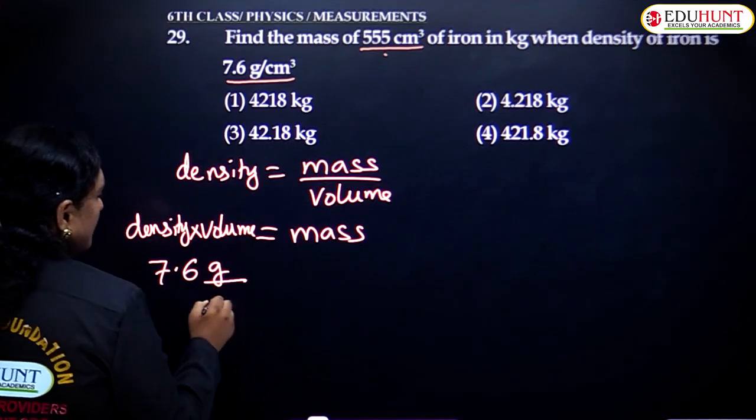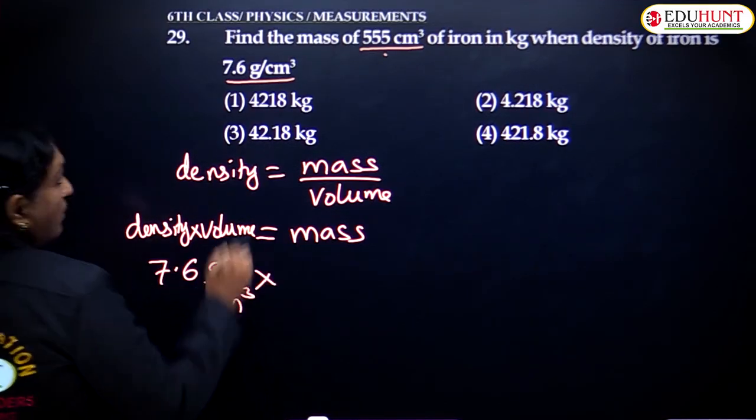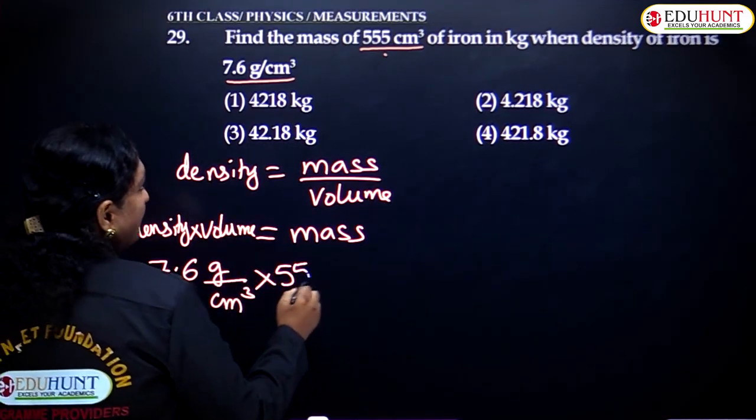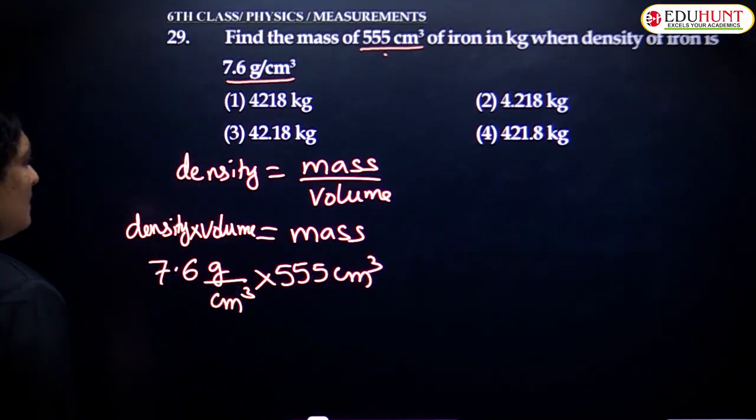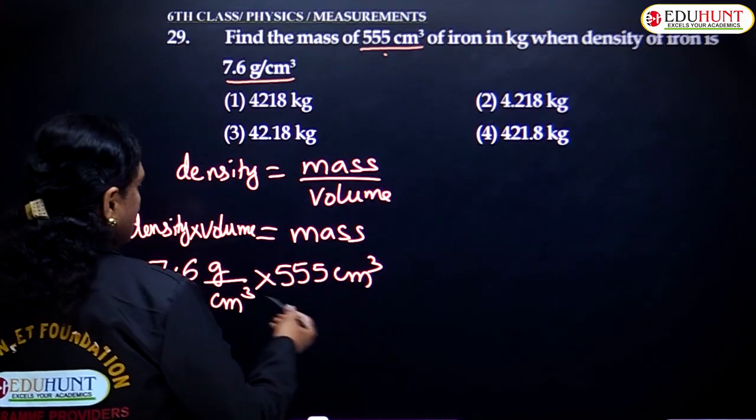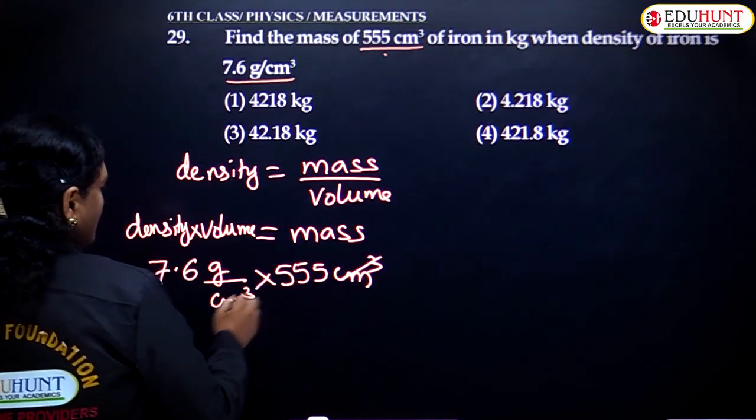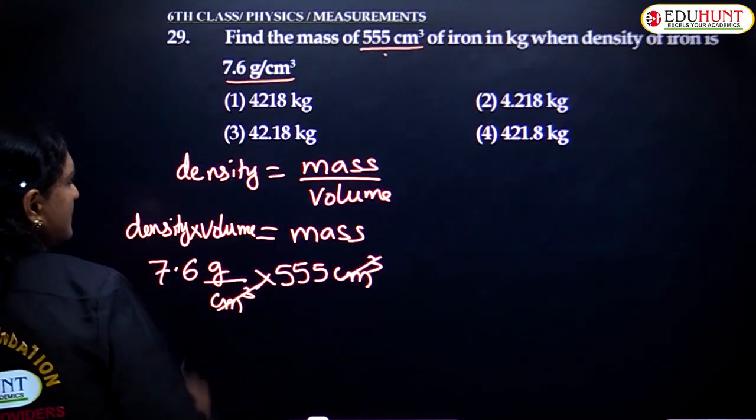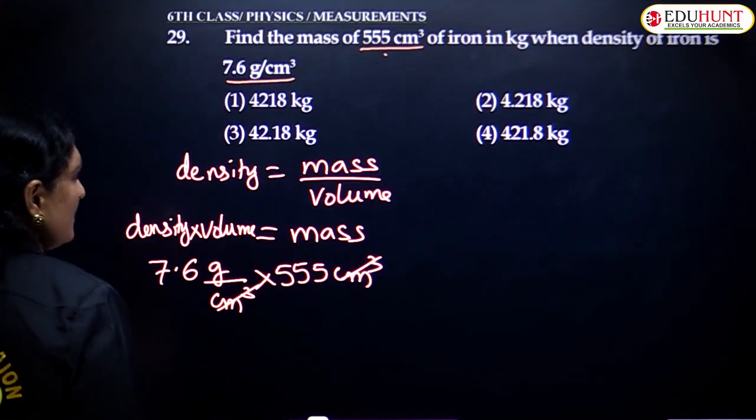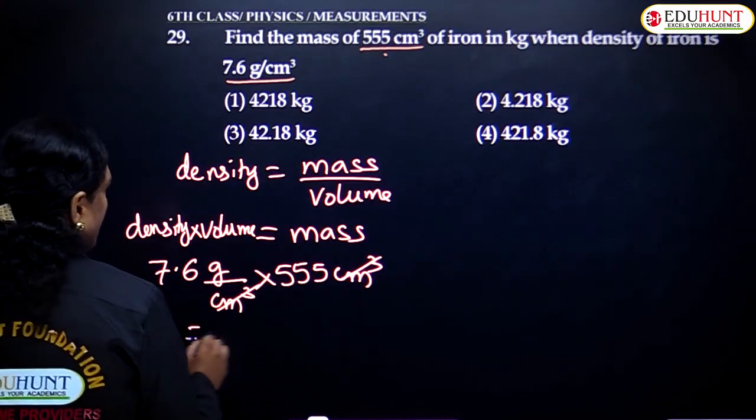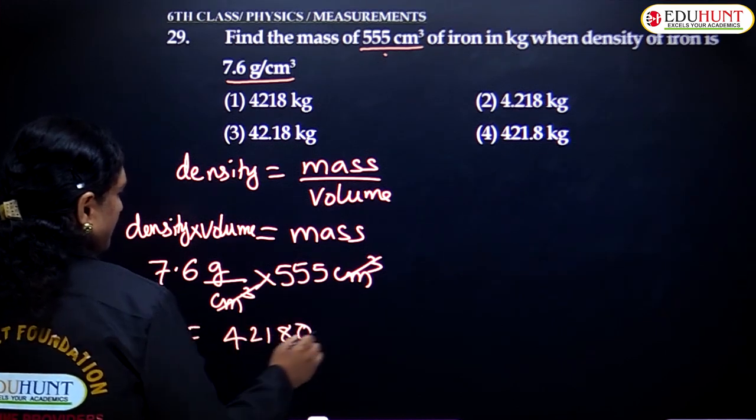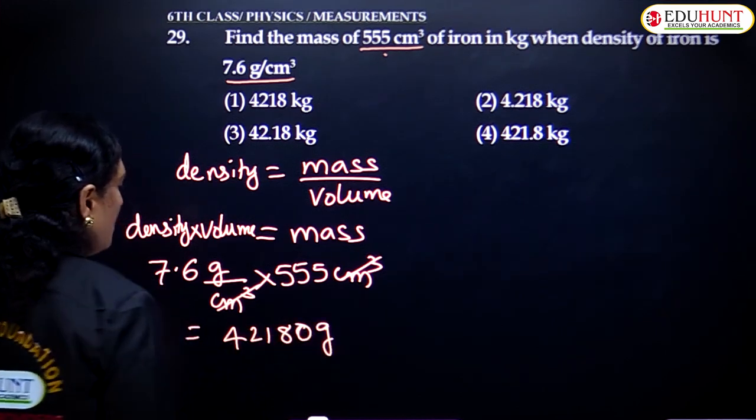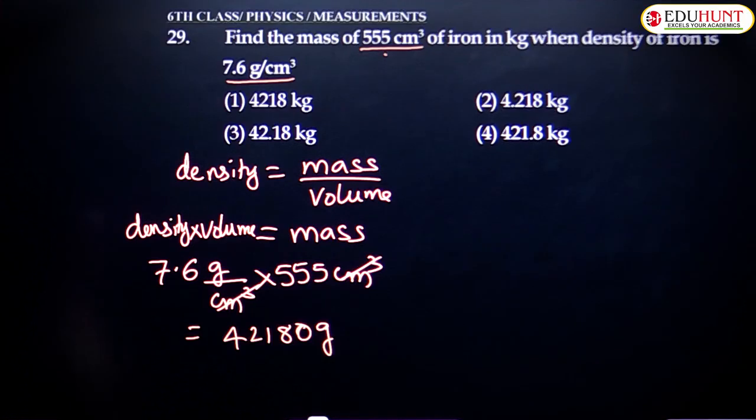So you are asked to find out mass when density is given as how much children? 7.6 gram per centimeter cube. And volume is given to be 555 centimeter cube. Okay. So centimeter cube gets cancelled. So 7.6 into 555, how much might you get? It will be something around 42180 grams. Multiply and see children.